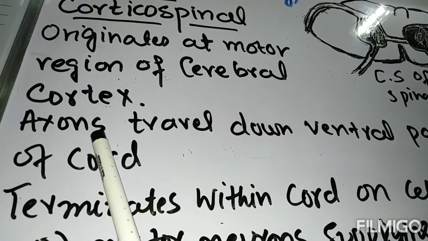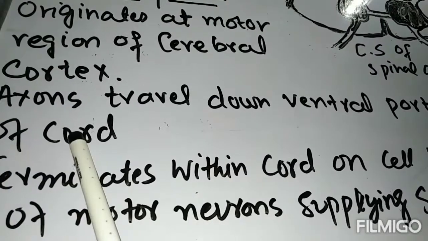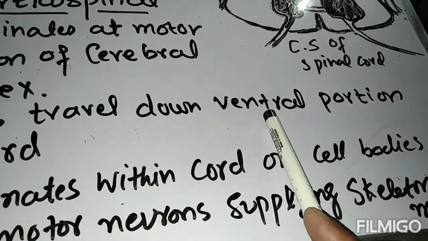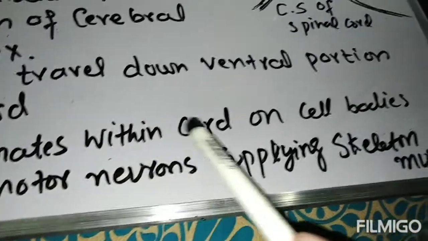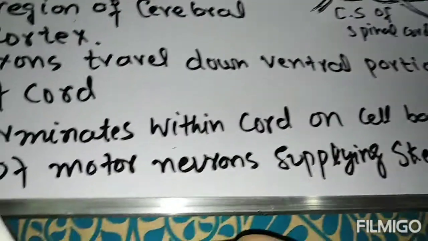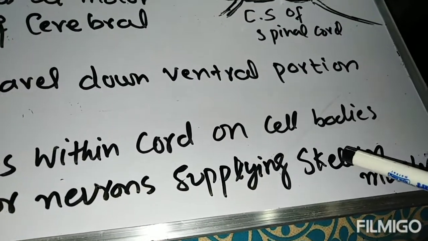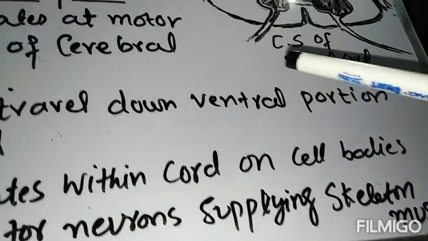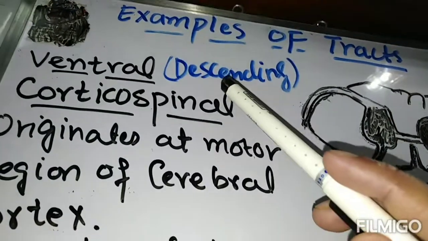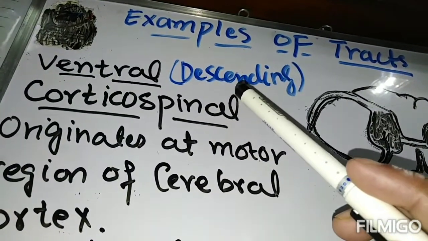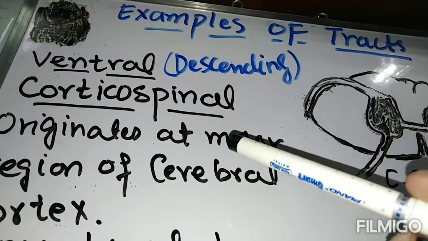And the axons of this tract travel down the ventral portion of the spinal cord. Ventral means towards the belly. And this tract terminates within the cord on cell bodies of motor neurons supplying skeletal muscles. This tract is associated with movements, and the example which we have taken in the ascending tract was associated with pain and temperature information.